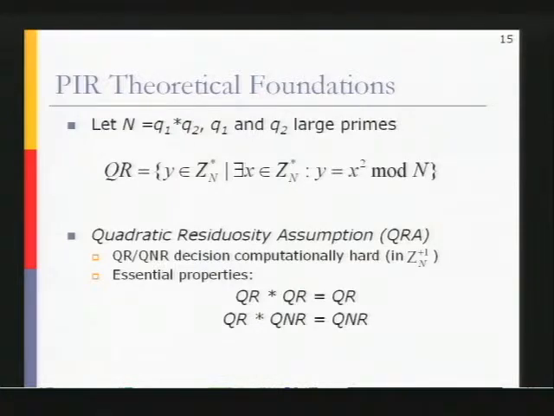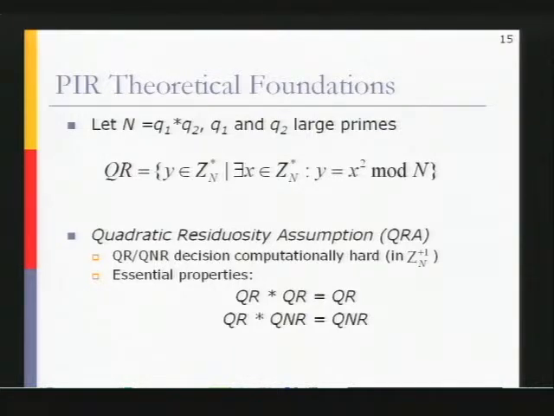And the number is situated in this Zn plus 1 set. This is a restriction of the set Zn. I will not go into details because we don't really need these details. All we need to know is that there are two essential properties. If we multiply two QR numbers, we obtain a QR. So a QR times a QR is a QR. A QR multiplied with a QNR is a QNR. So this is what we need to know for the protocol.